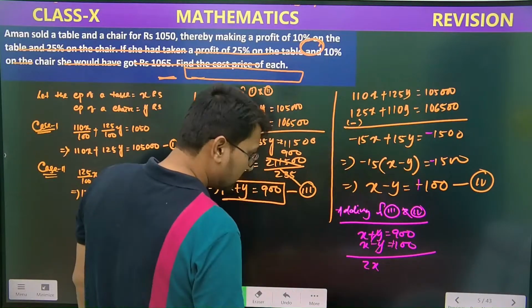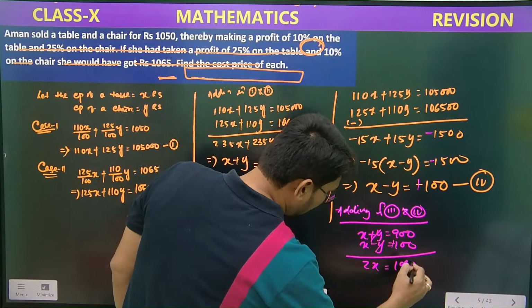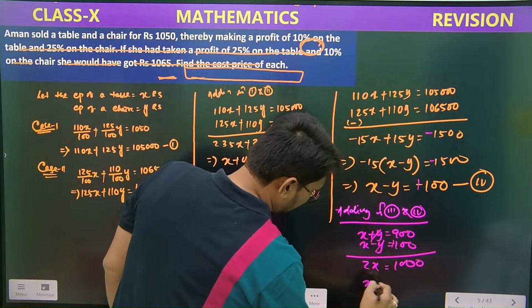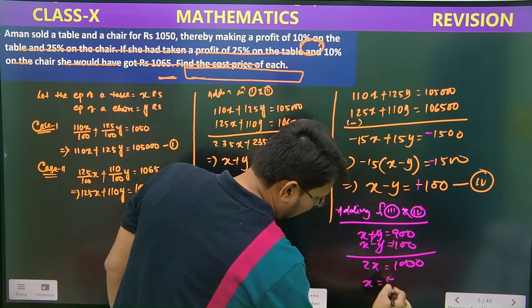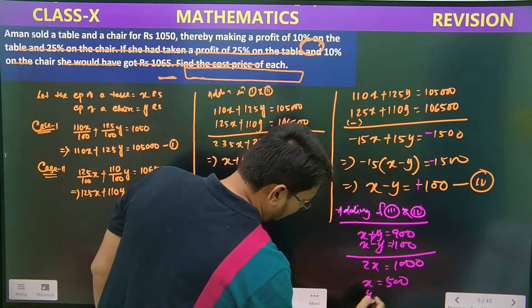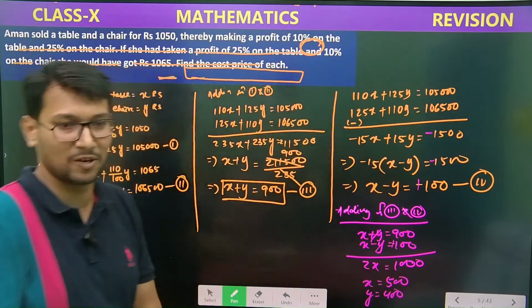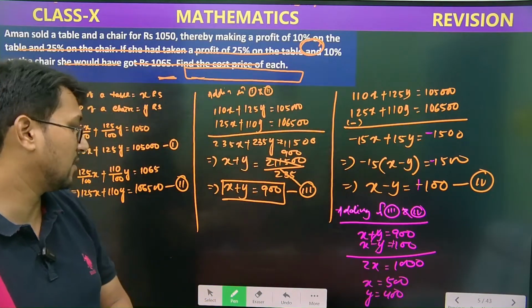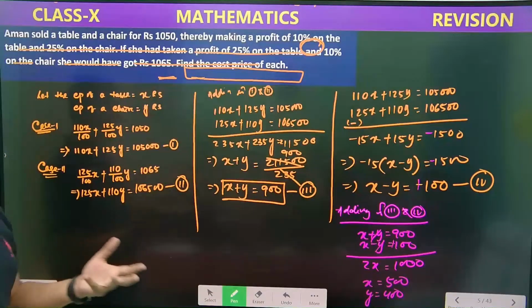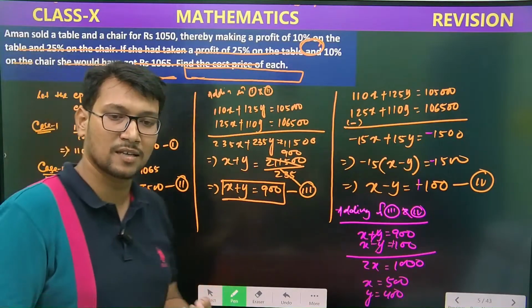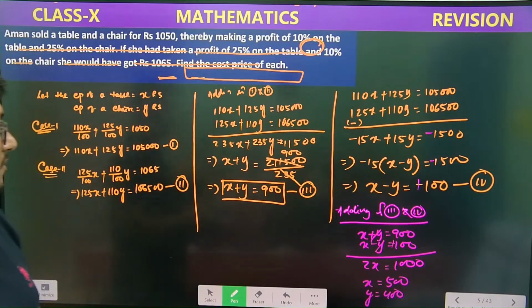So 2x equals how much? Tell me. 1000. So x equals 500. If x is 500, then y is 400. I was surprised how table cost became less than chair cost, right? Basically, if we compare normally, table cost is always higher than which one? Chair. Okay, completed.